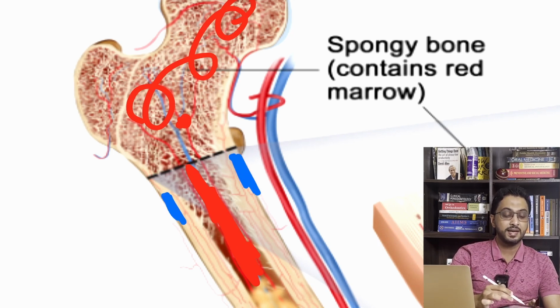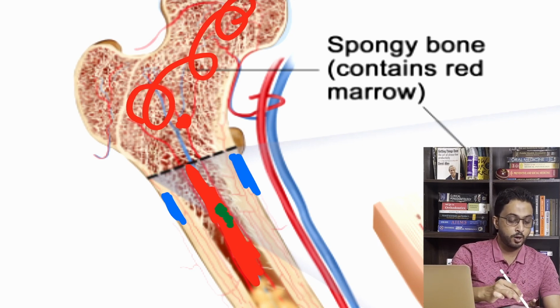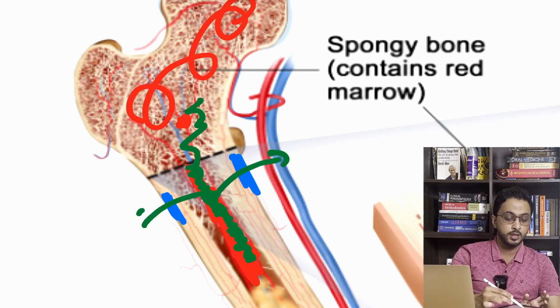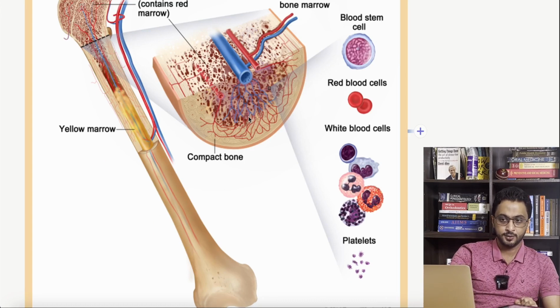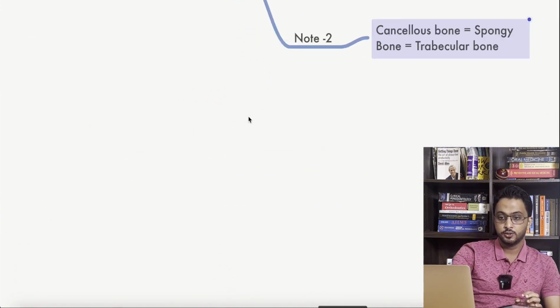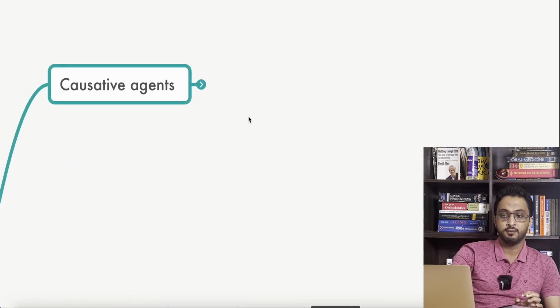So this is a very important point: it starts in the bone marrow. All the osteomyelitis related infection starts in the bone marrow, that is in the trabecular bone or spongy bone or cancellous bone, and then it spreads to the sides into the cortical bone. So it's an MCQ by itself. And basically the cause is infection, so that is what we're going to come to next, the causative agent.